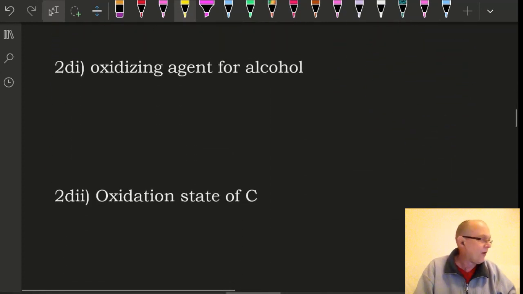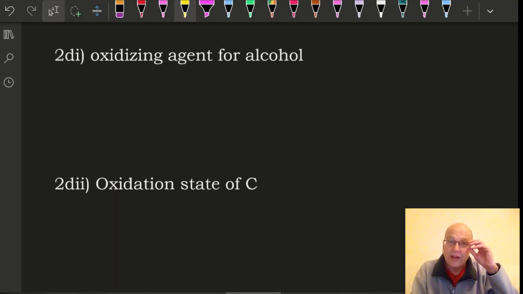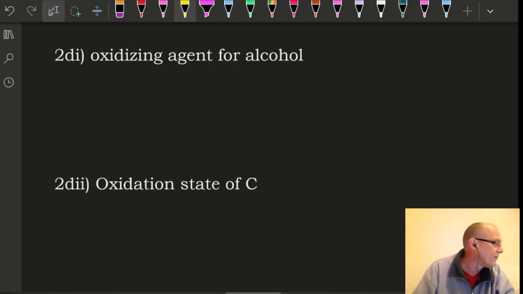Next up, oxidizing agent for the alcohol. So that's going to be acidified dichromate solution. I remember that was my first explosion. Scared the hell out of me. I put in the orange stuff, it blew up and it turned the ceiling green. So I can even remember the colour change.